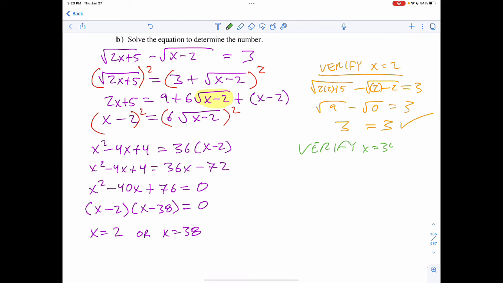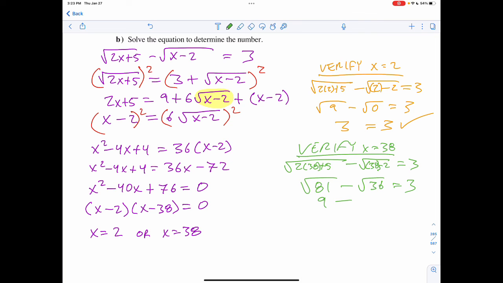X is equal to 38. The square root of 2 times 38 plus 5 minus the square root of 38 minus 2 is equal to 3. Well, 2 times 38 is going to be 76 plus 5 is going to give me 81. And 38 minus 2 is going to give me 36. Square root of 81 is 9. Square root of 36 is 6. And the answer works.